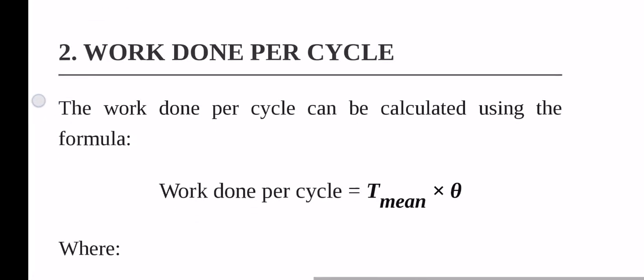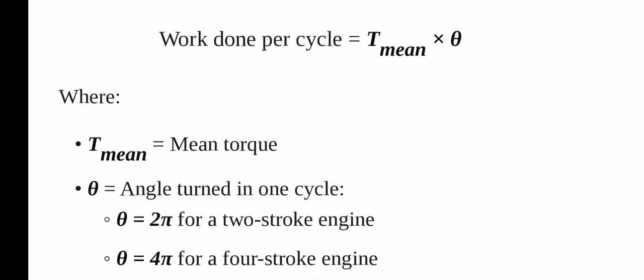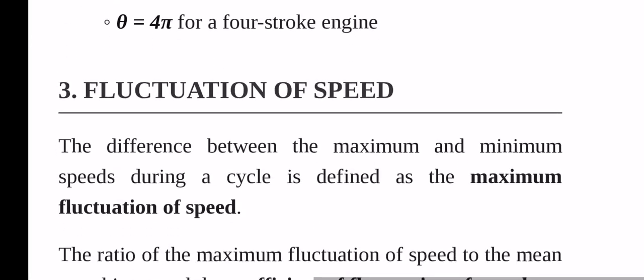Work done per cycle. The work done per cycle can be calculated using the formula: work done per cycle = T mean times theta, where T mean is the mean torque and theta is the angle turned in one cycle. Theta is 2 pi for a two-stroke engine, and 4 pi for a four-stroke engine.